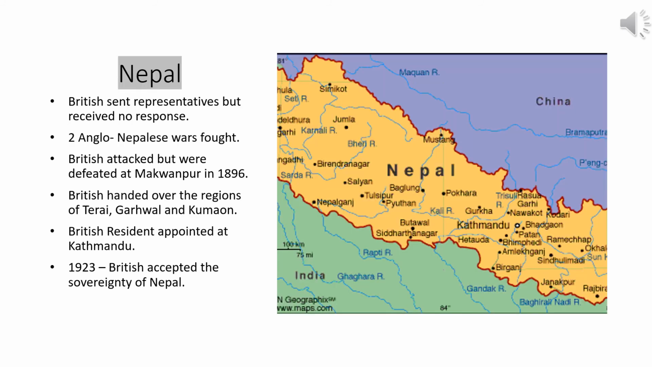To protect their colonies in India from other colonialist European nations and to boost their trade in India and the neighboring regions, the British began to acquire colonies in Asia. The next few slides explain how the British occupied Nepal, Tibet, Bhutan, Sikkim, and Myanmar.